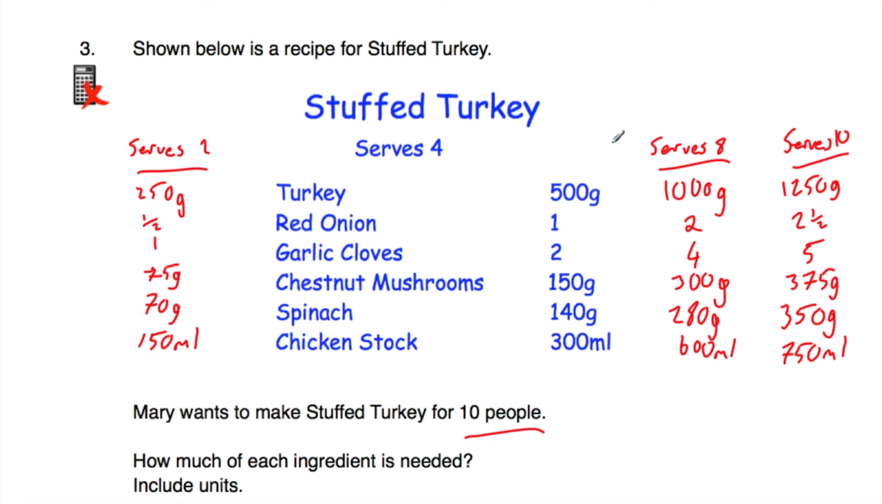The approach that I actually used in this question was I took how much we needed for 4 people, I doubled it to get how much we would need for 8 people, I halved it to find how much we would need for 2 people, and then I added those quantities together, how much we would need for 2 people and 8 people together to get how much we would need for 10 people, and that's it.